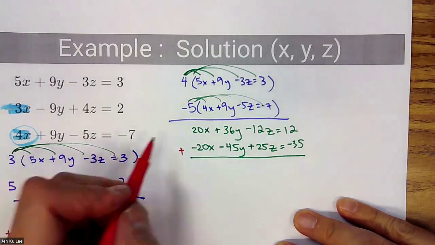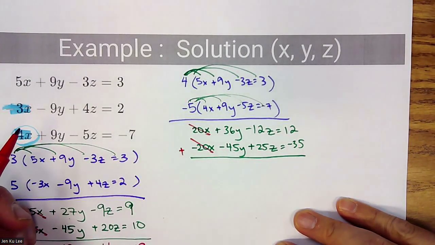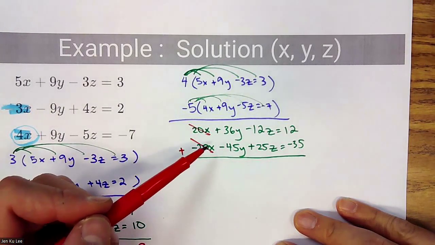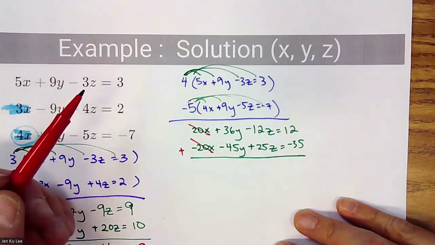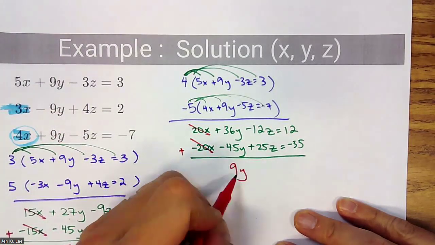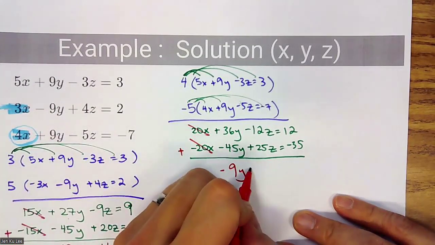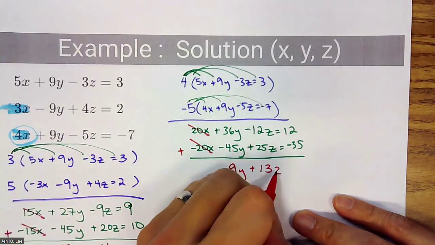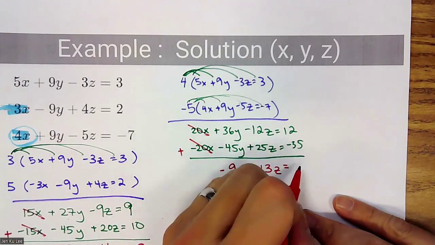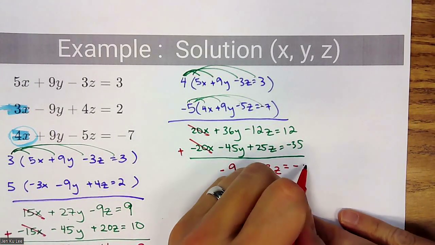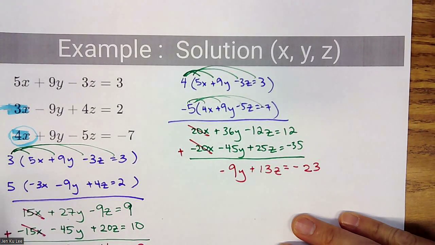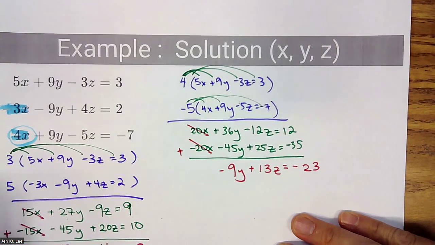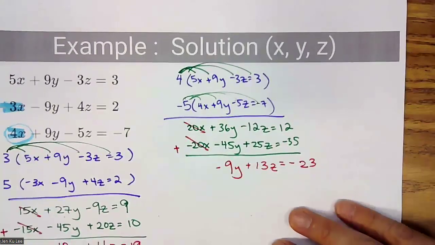Add the two together. Those two guys cancel out. Positive 36 minus 45, that's negative 9y, plus 13z equals negative 23. Right? Okay.